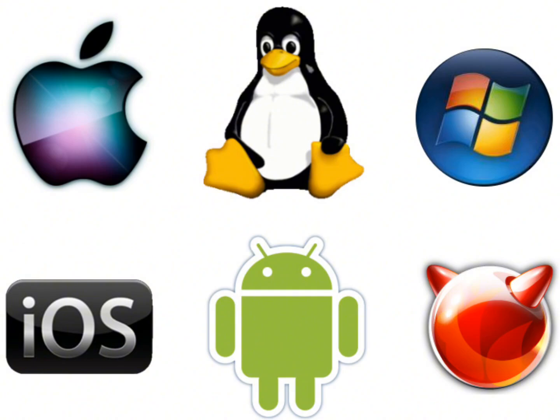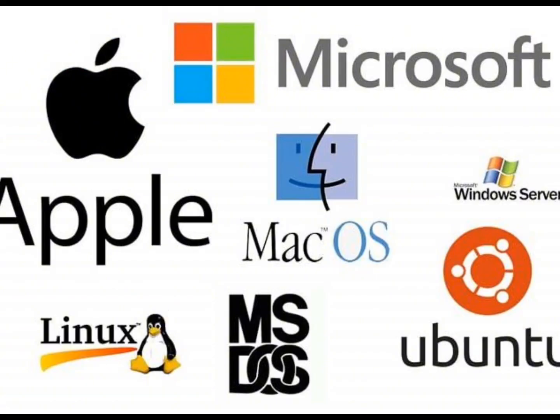Let's get started. The story of operating systems begins in the 1940s and 1950s. Early computers like the ENIAC didn't have operating systems as we know them today. Instead, they ran one program at a time, controlled manually using punch cards and switches. This was the era of bare metal programming, where everything was done directly on hardware.